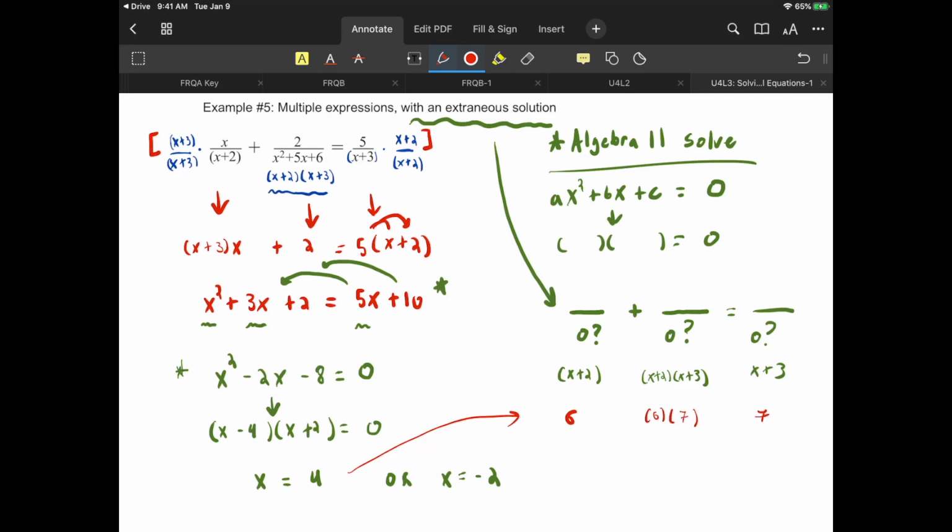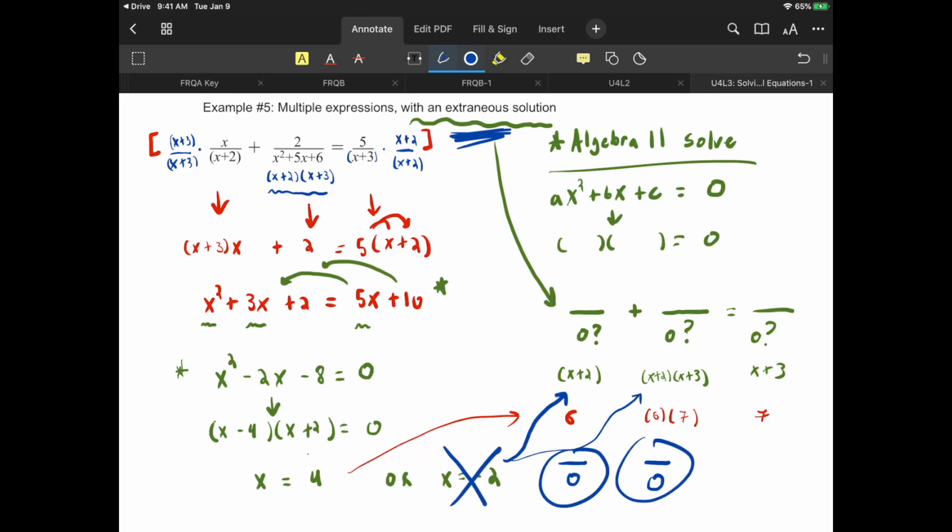But the problem is negative 2. If you plug a negative 2 into this denominator or into the middle one, you would cause division by 0. And you cannot divide by 0, so this is an extraneous solution. It does not count, because if you go to plug it in, it does not cause a true statement. Again, the problem here is that if you took -2 and you plugged it in, you would get division by 0, which isn't a thing. So the only solution here is x equals 4.